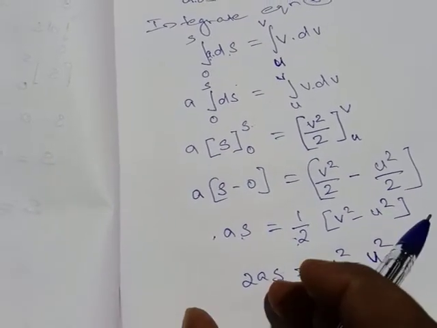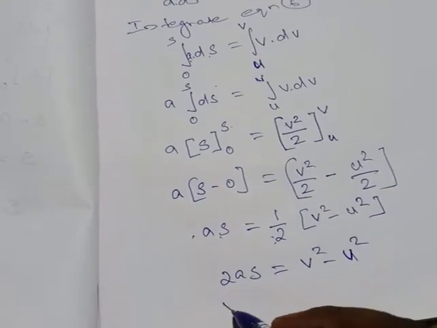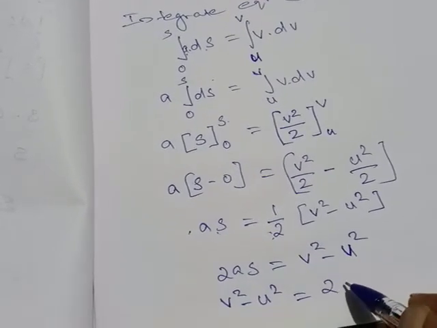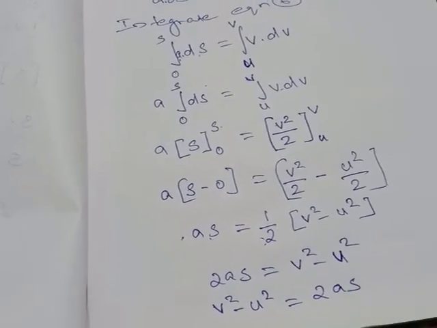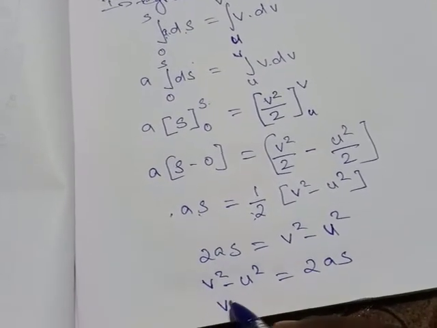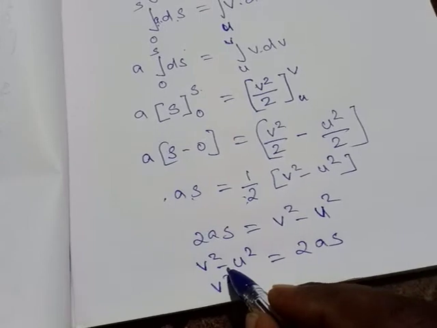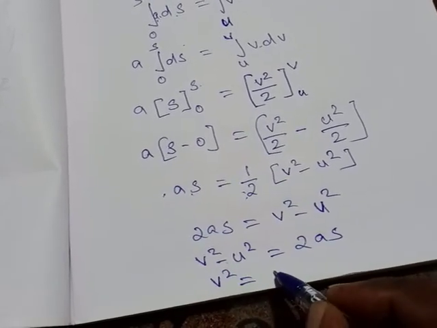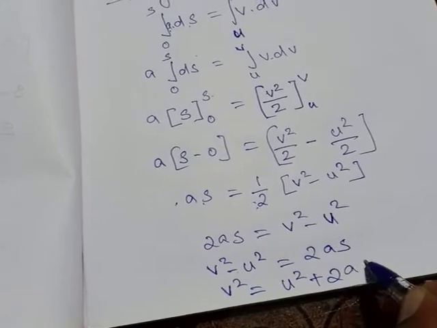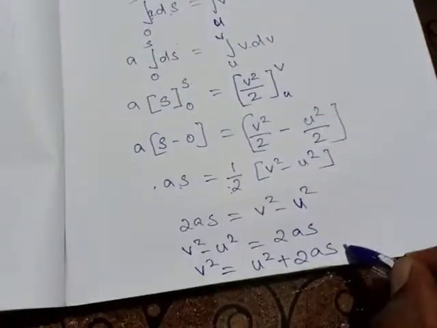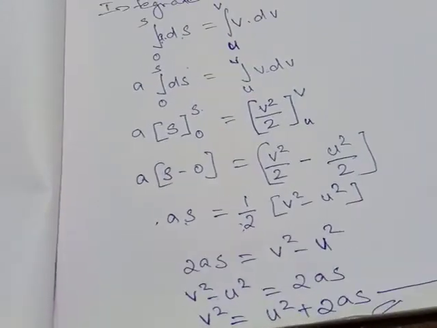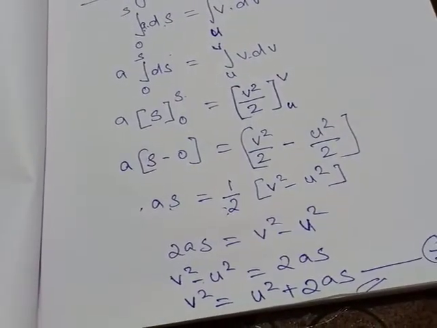Now take this on this side, 2as another side. So v square minus u square is equal to 2as. Now we need v square is equal to, take this minus u square this side, so plus u square, so u square plus 2as. This is equation 7. Now we got a third equation.